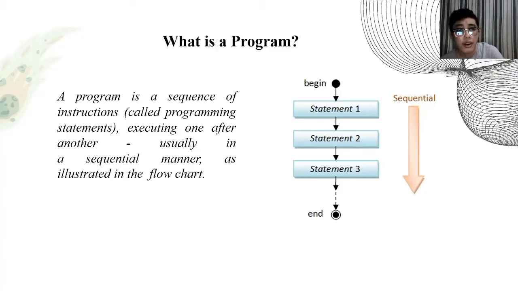So next is creating a C++ program. So what is a program? A program is a sequence of instructions called programming statements, executing one after another, usually in a sequential manner, as illustrated in the flowchart. As we can see here in the flowchart, these statements are executed one after another, starting from statement 1 to statement 2 to statement 3 until the end respectively.